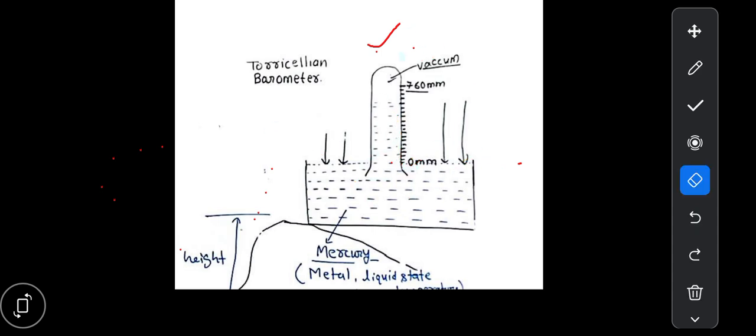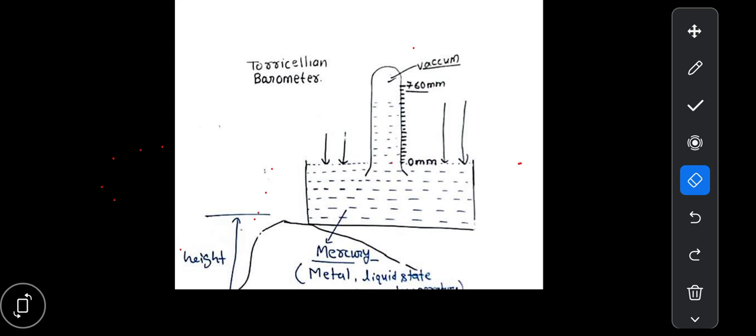And these all lines and these all points are already written in your book, but I just explain it in a simple manner. But still, if you have any query related to its working or its construction, you can ask me.